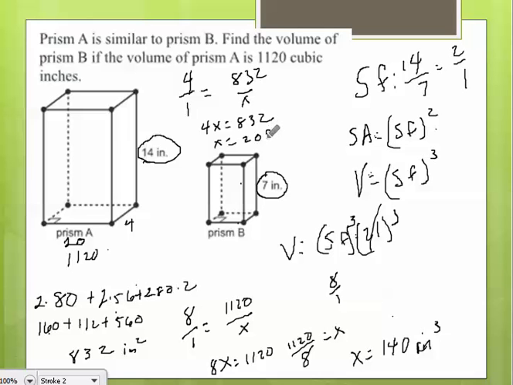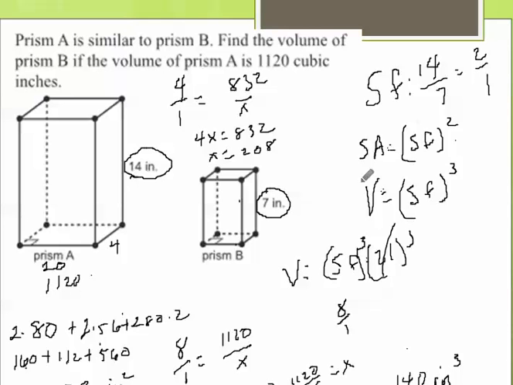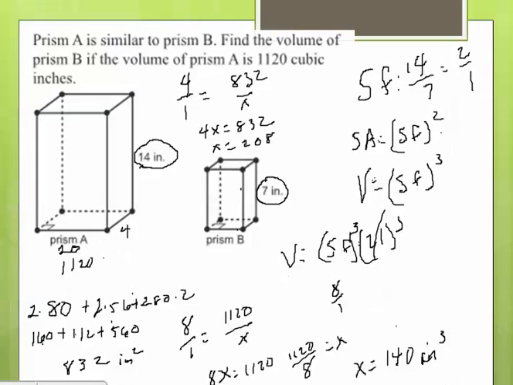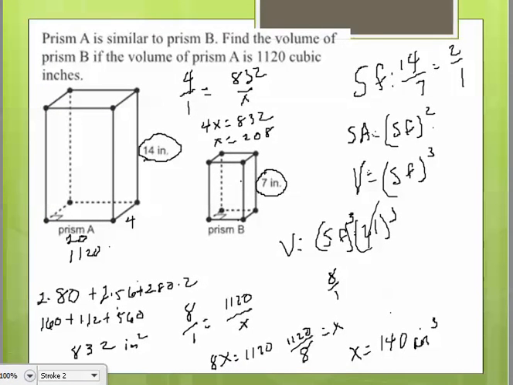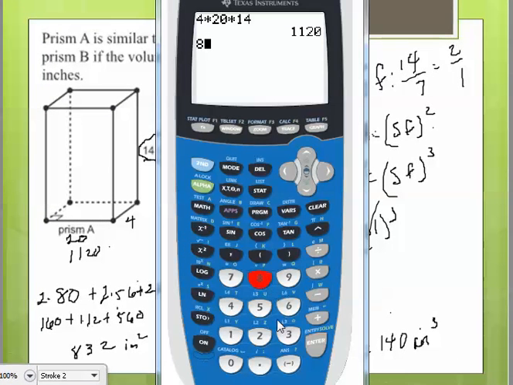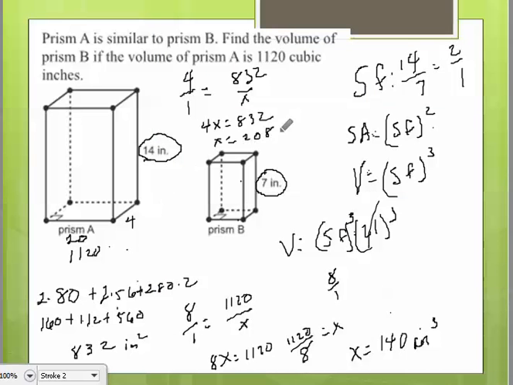So 832 divided by 4 gives me 208. So that's 208 inches squared on this one. So we found the surface area too. And that was simply by taking the surface area of one of them and using the scale factor to scale it down.